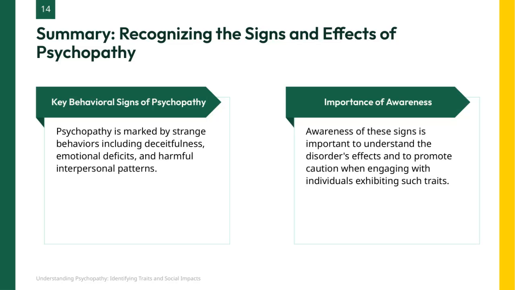Psychopathy is characterized by a range of distinctive behaviors. People with this disorder often display deceitfulness, show a lack of genuine emotions, and tend to engage in harmful ways when interacting with others. Recognizing these key behavioral signs is crucial because it helps us better understand the impact psychopathy can have on relationships and social dynamics. Being aware of these traits allows us to approach situations involving such individuals with greater caution and informed judgment, which is essential for protecting ourselves and fostering healthier interactions.